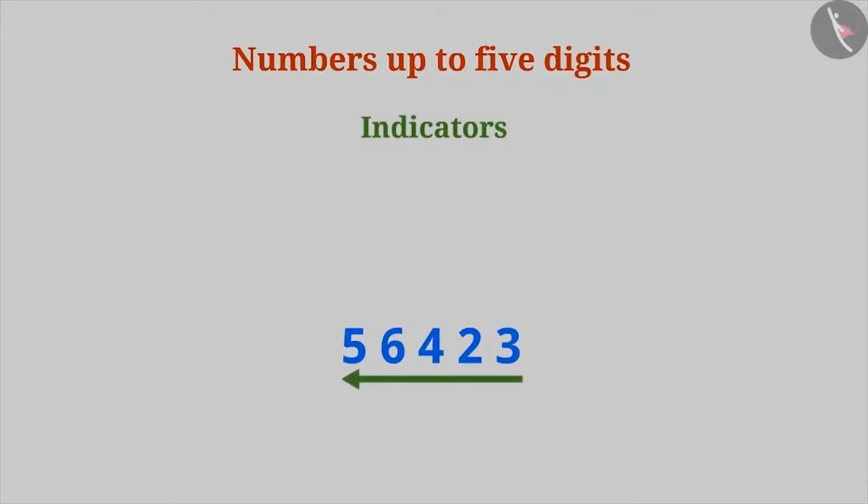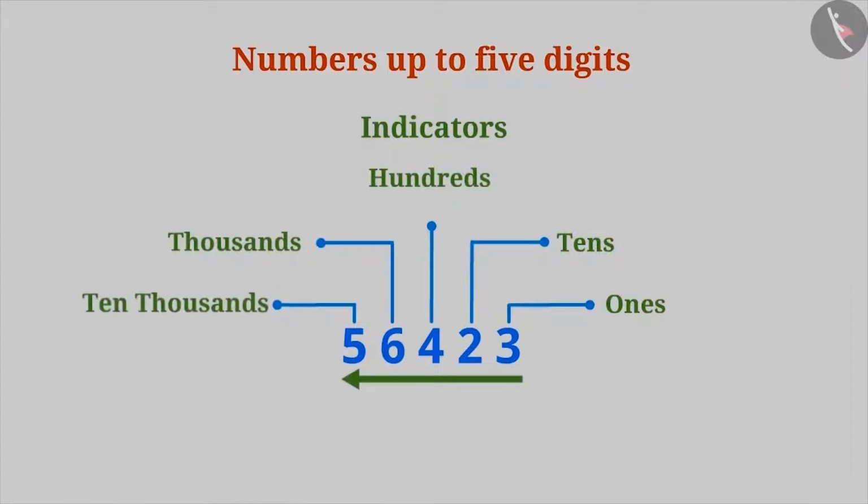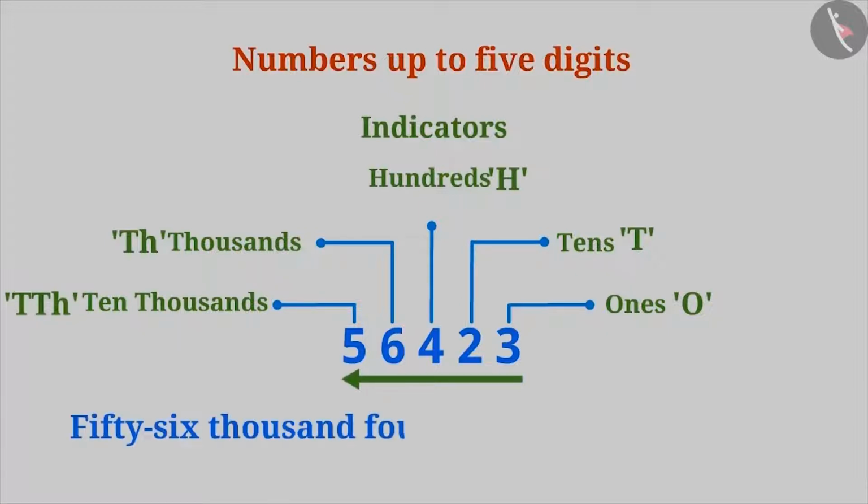The indicator is expressed from right to left. Some indicators are ones, tens, hundreds, thousands, 10,000s, which are represented by the capital letters O, T, H, TH, and TTH respectively. This number is expressed in words as 56,423.